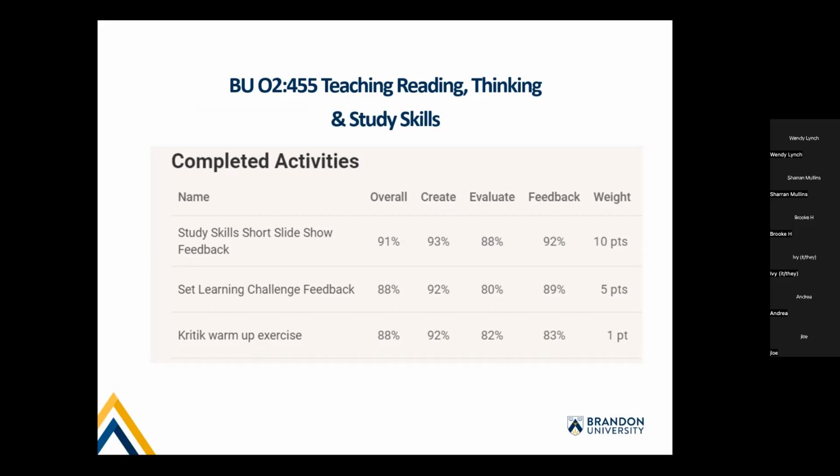And then the final thing that I did was study skills short slide show feedback. And that was, like Martha's, a video presentation. So anonymity didn't really matter. And for my purposes, these are teacher candidates, the feedback that they're going to be giving in the future is almost primarily non-anonymous. I mean, you're going to know where the feedback's coming from. So I wanted them to have experience in doing that.